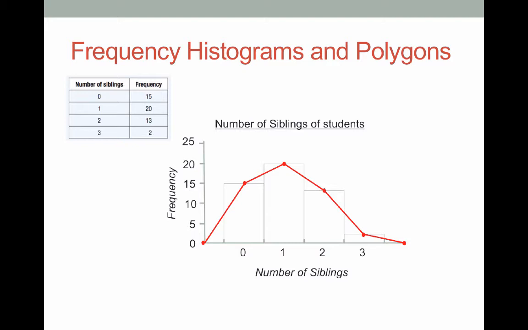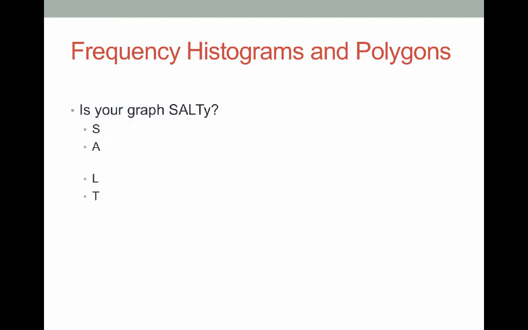Here are some things that you need to think about when you're creating a frequency histogram and polygon. Is your graph salty? And obviously SALT is going to be our acronym that we're going to look at. The S stands for scale. Does your vertical axis increase by the same amount? Our vertical axis, our scale, was 5s. It was going up by 5s.